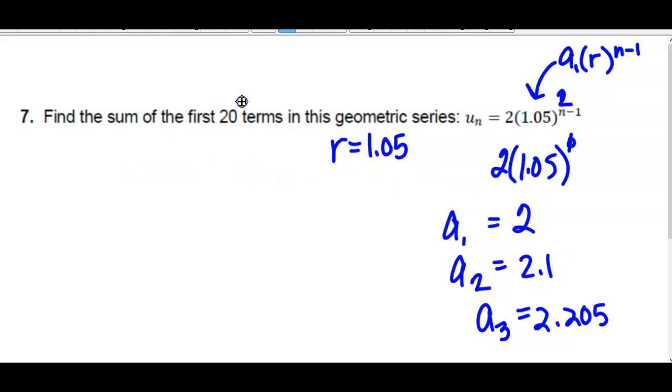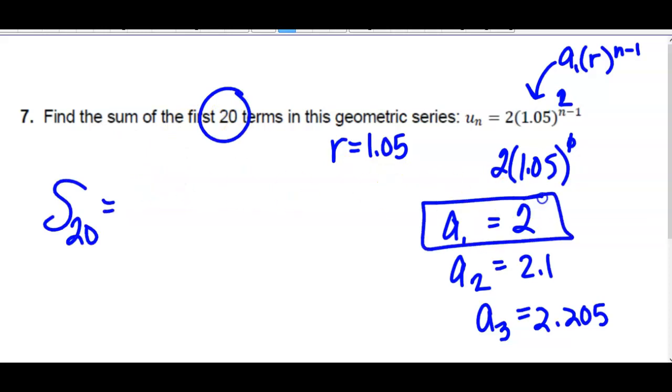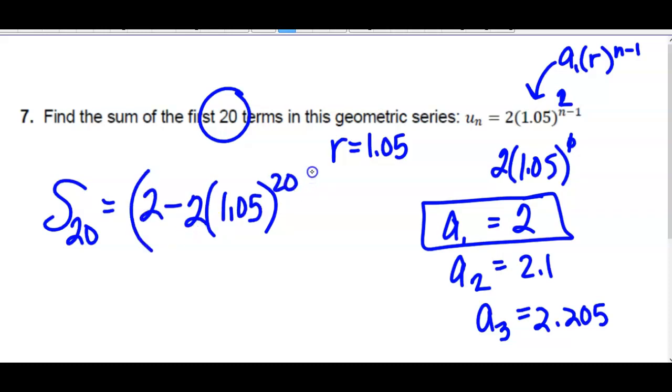All right, so the sum of the first 20 terms is the first term, which remember we found was 2, or it was this out here, minus 2 times r to the 20th, and then we either need extra parentheses or we need to hit enter and then do 1 minus r.